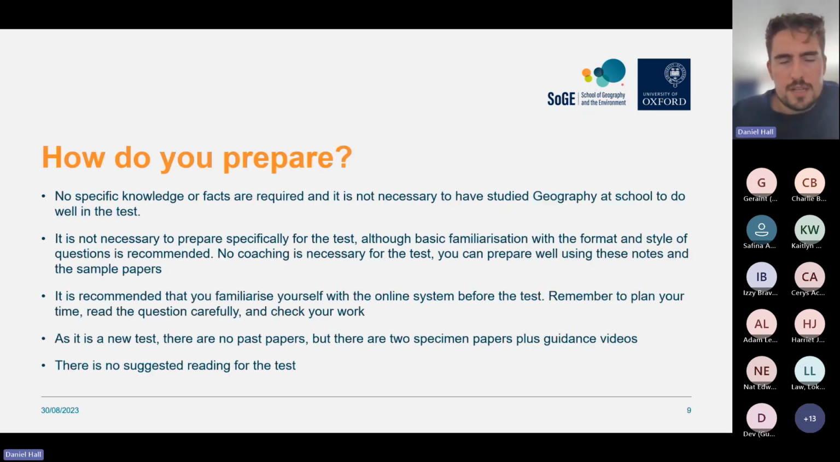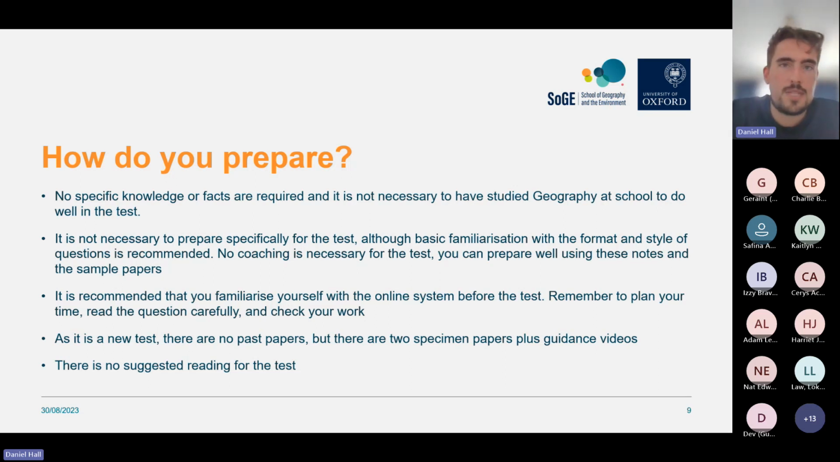So how do you prepare for the GAT then? Well, no specific knowledge or facts are required. And as I mentioned, you're not required to have done geography at school to do well in the test. So you can't really revise knowledge for it. The best thing you can do is familiarise yourself with the format and style of the questions.